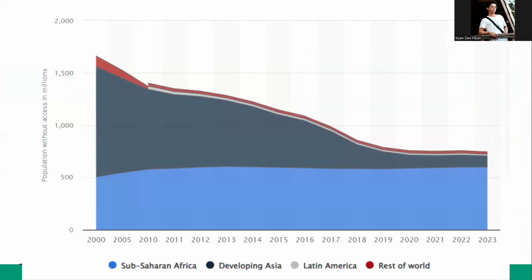Here we see the populations who cannot access electricity. We can see that until 2023, over half a billion people in the world cannot access electrical power from the grid lines. They're mostly from sub-Saharan Africa, in rural areas, like I mentioned before.